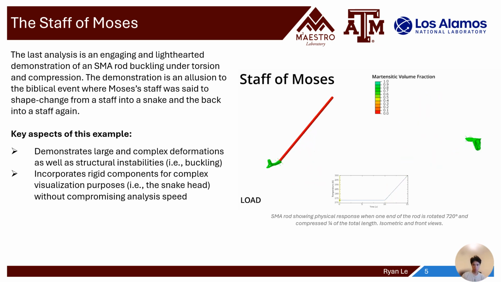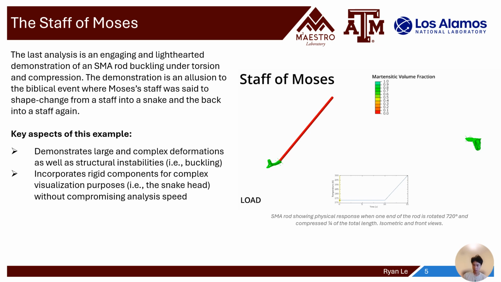We thought this was a really cool example because it demonstrates large and complex deformations as well as structural instabilities, which shows both how cool SMAs are, how we can deform them so greatly, and there will be no irrecoverable strain. And it also shows how powerful Abaqus and the UMAT designed by Dr. Lagoudas is in modeling these transformations. We also incorporated rigid components for complex visualization purposes, i.e. the snakehead, without compromising analysis speed.